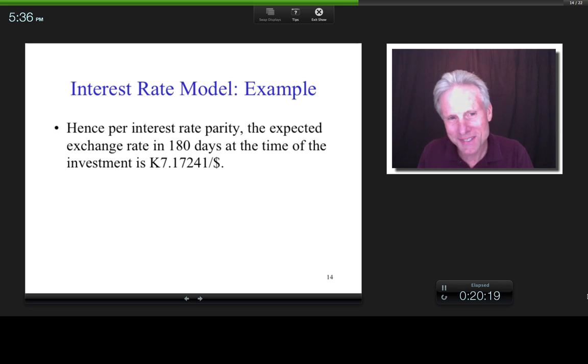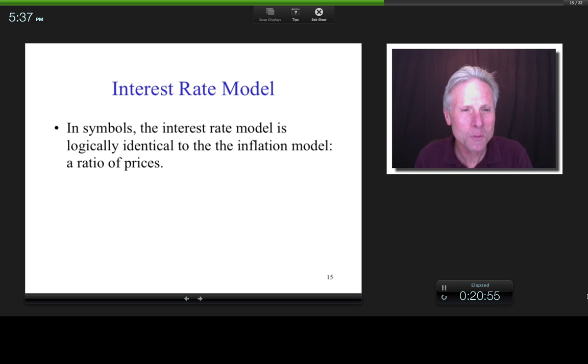So that's basically the interest rate model, and obviously it's going to be convenient to put it in equation format. Okay. Now, if you recall, with the inflation model, we said the exchange rate today was a ratio of what today? A ratio of prices today, right? And we said that the expected exchange rate would be a ratio of what? A ratio of expected prices. And so, therefore, it's the same thing right here, right? The interest rate model, again, is going to be a ratio of prices.